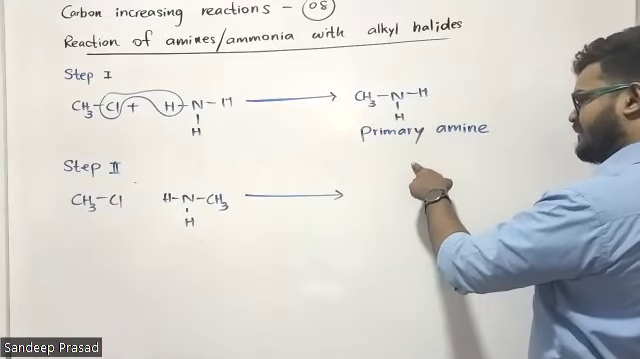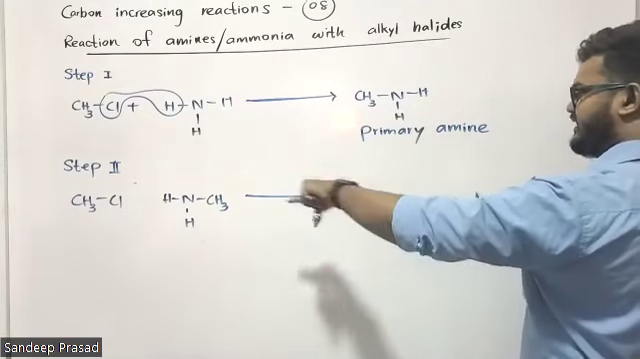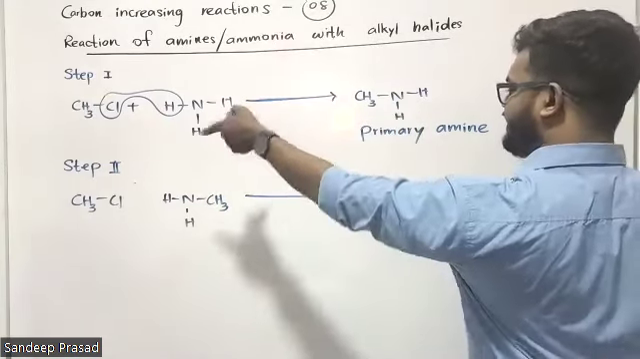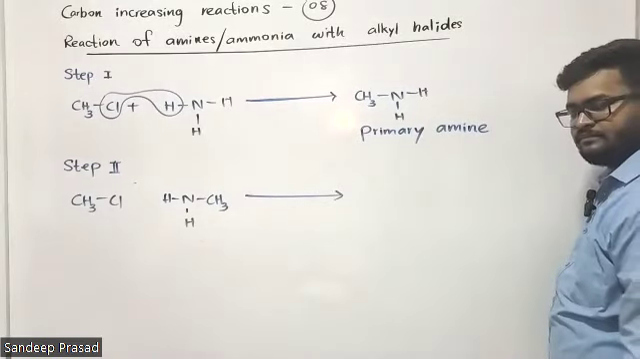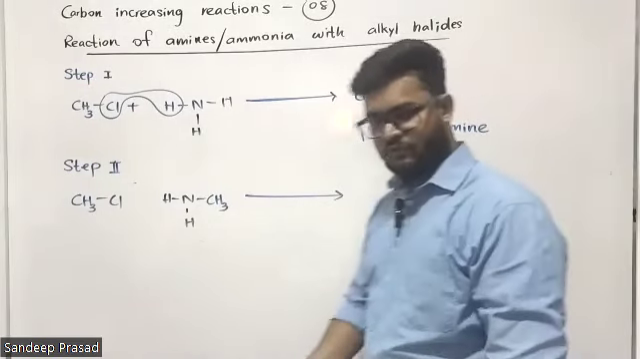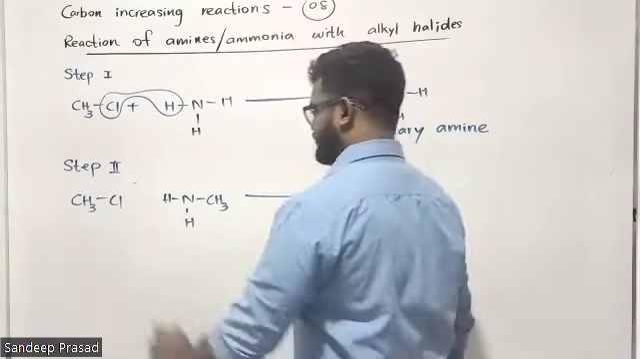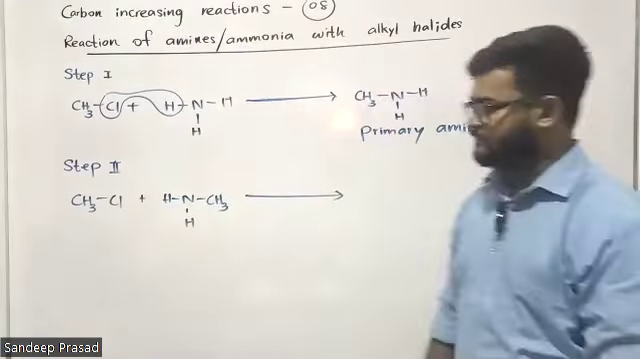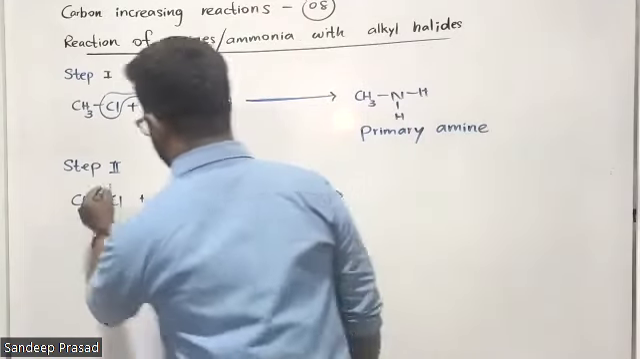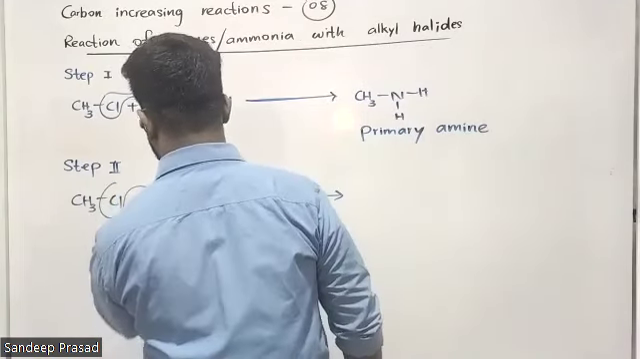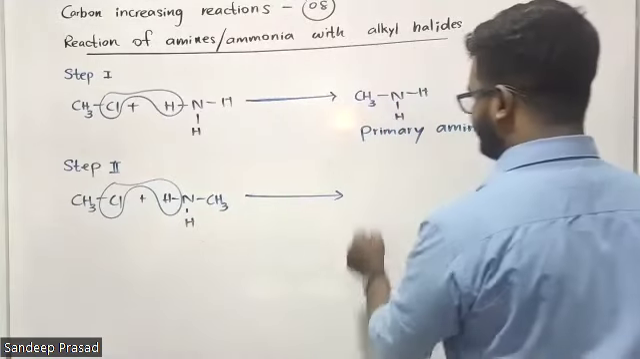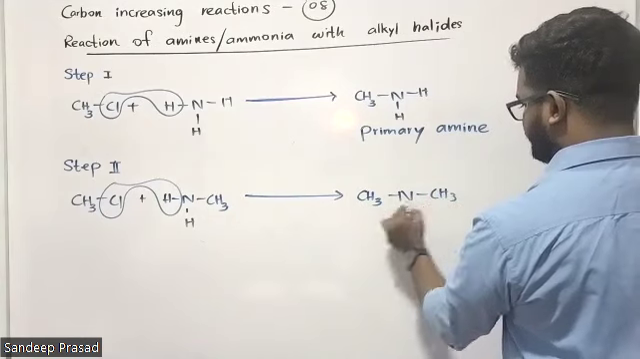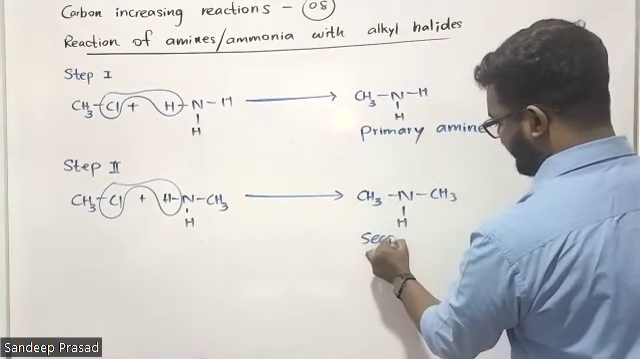But remember, this is actually continuing. The product that we obtain is again reacting with the alkyl halide that we have added. So first of all, let's see what will happen. Then let's find out a solution, how we can stop this one at the first step. So HCl is again eliminated. Then we have CH3NCH3H. So what is this? This is a secondary amine.